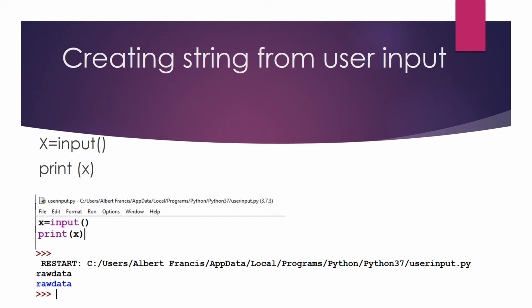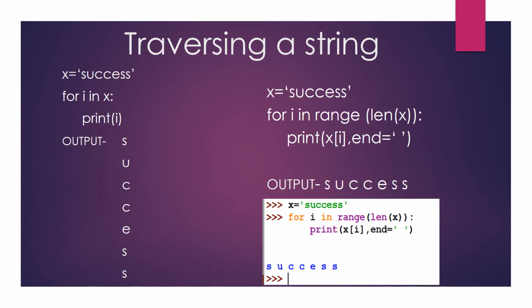Next we'll see traversing a string. Traversing a string means to access each individual character of the given string. Here I have taken the string success, and it is stored in the variable x. To access individual characters, I could print x of 0, x of 1. 0 is the index value of s, the index value of u is 1, c is 2, and so on.